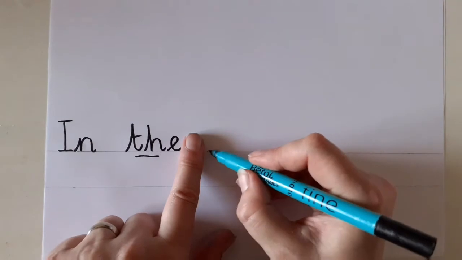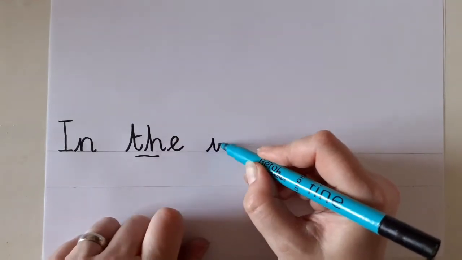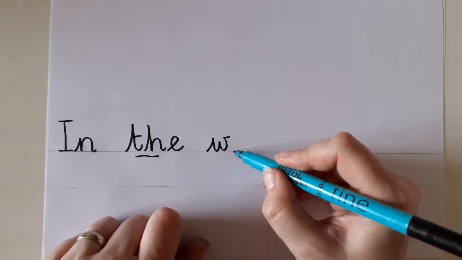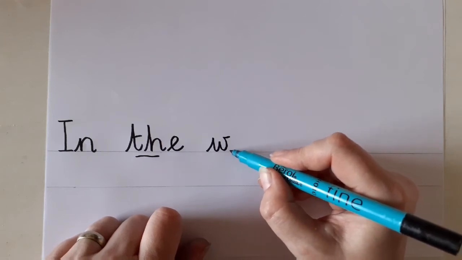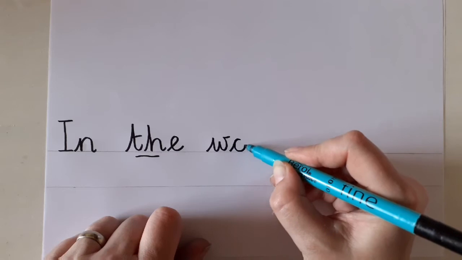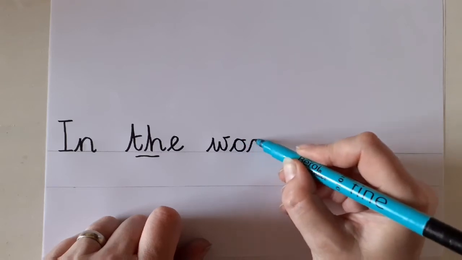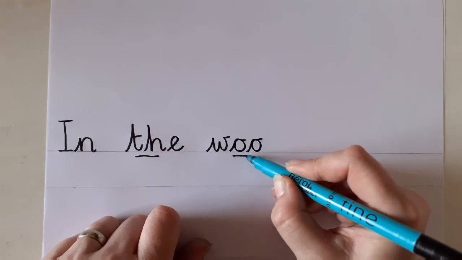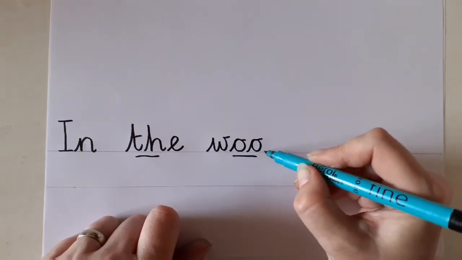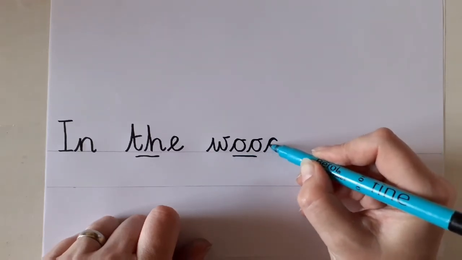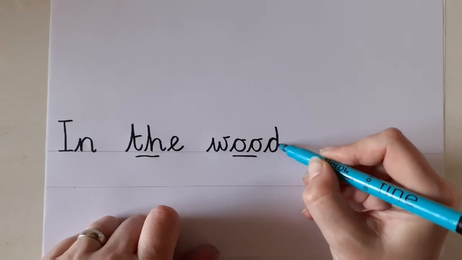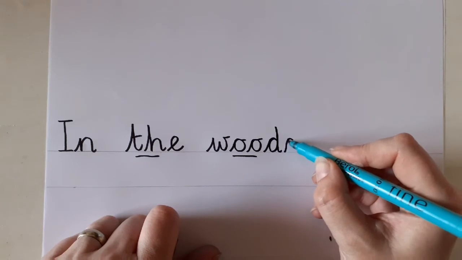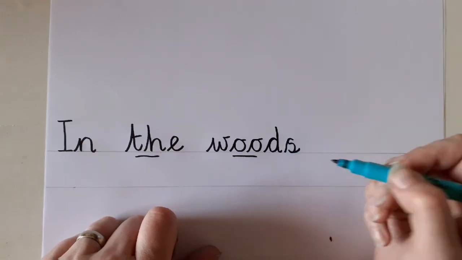In the woods we need now finger space again. W. To make the sound like in book or in look, we need an o and an o together. Sometimes that sound says oo, sometimes it says oo. In the wood, d. There's a d there, in the wood. And we say woods, that's what we call it, in the woods. So we need an s on the end. In the woods, I can see.